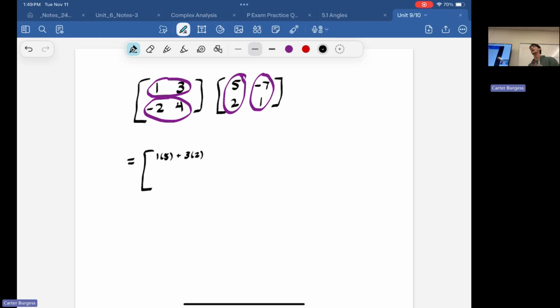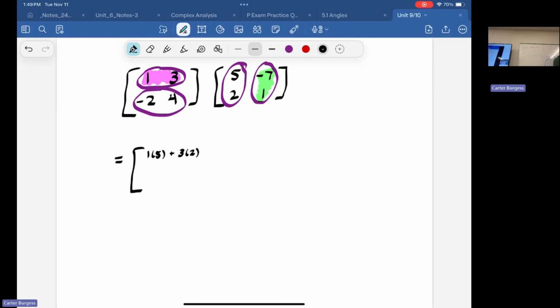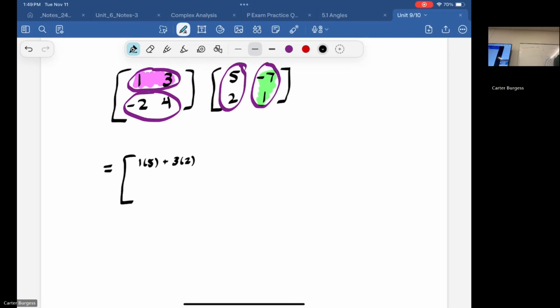If I want to know my entry for first row, second column, I'm going to take, again, the first row and multiply it now by the second column. What is that going to look like here? 1 times -7 plus 3 times 1. That is my first row, second column entry.